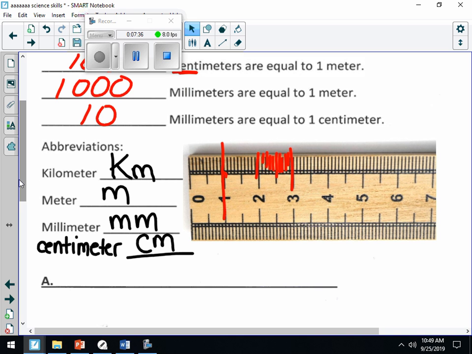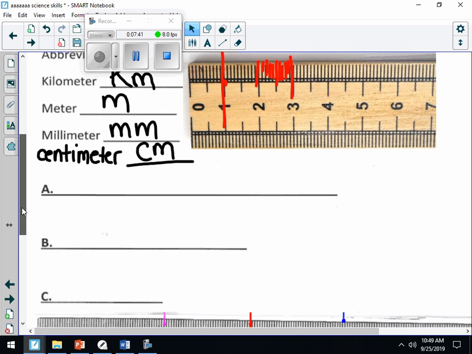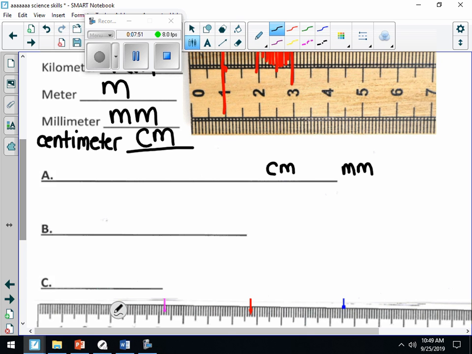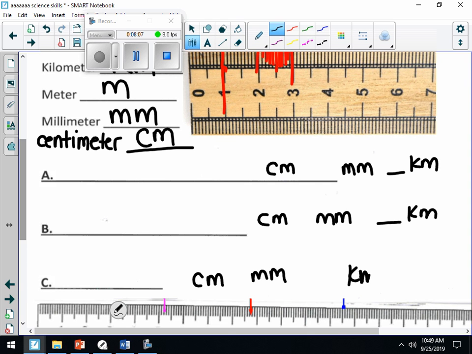Now, lollipop challenge. You need to measure A, B, and C. However, you need to tell me the units for A in centimeters, in millimeters, and then kilometers. Tell me how big it is in a centimeter, a millimeter, and a kilometer. The kilometer is going to be the hard one. And C, centimeters, millimeters, kilometers. Use your ruler. Would you like to do the first one? I won't do the kilometers with you because that's the challenge.